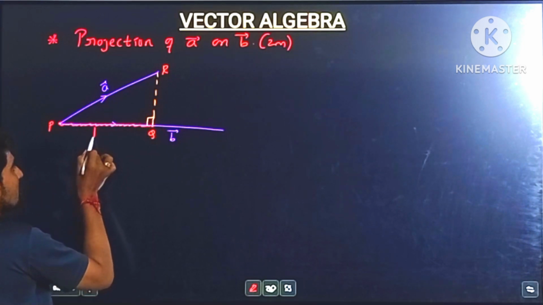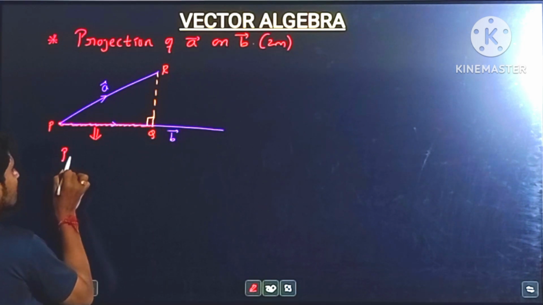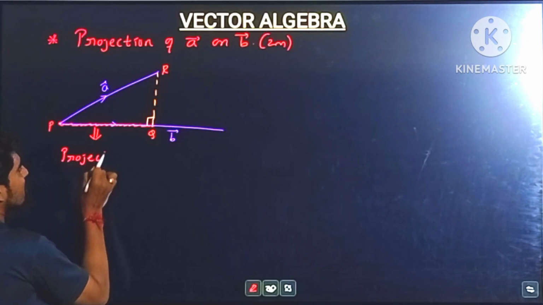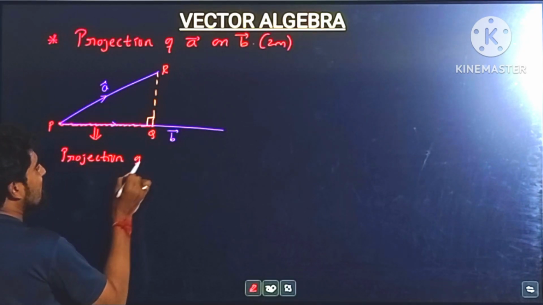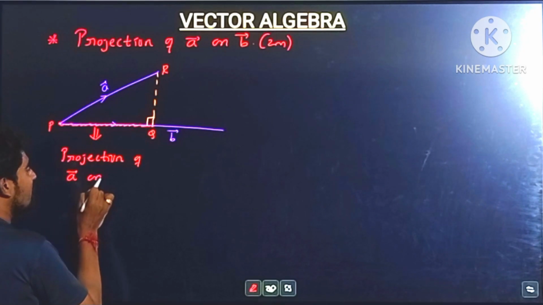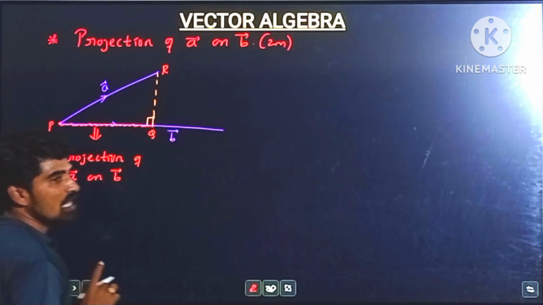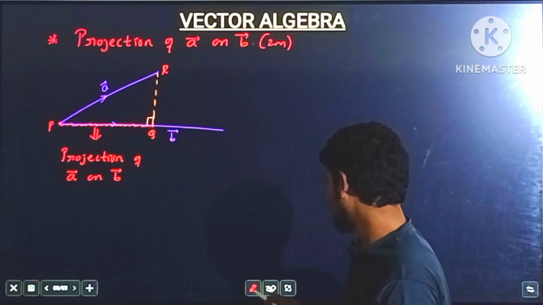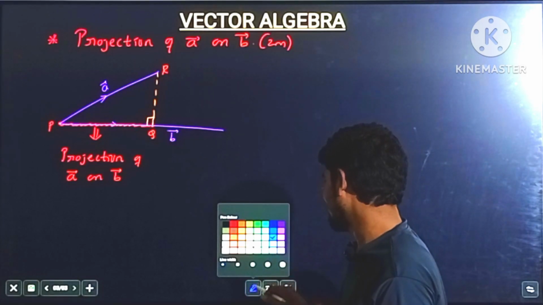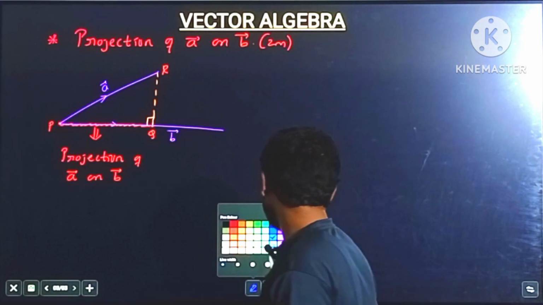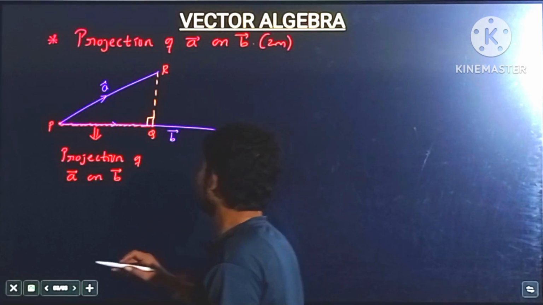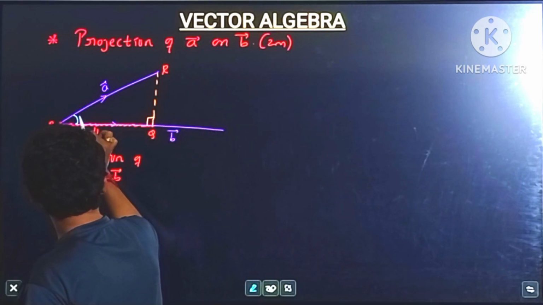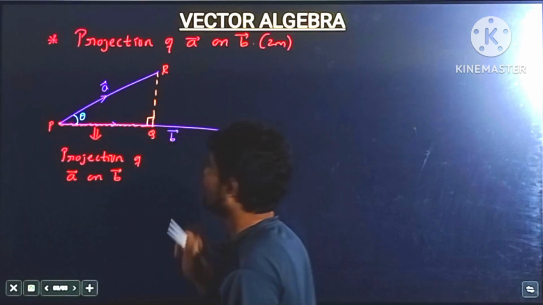So this PQ portion is called what? Projection of A vector on B vector. Now the question is, how do we calculate this length? For that, let us consider, let theta be the angle between the A vector and B vector.